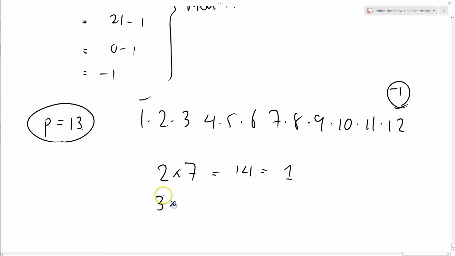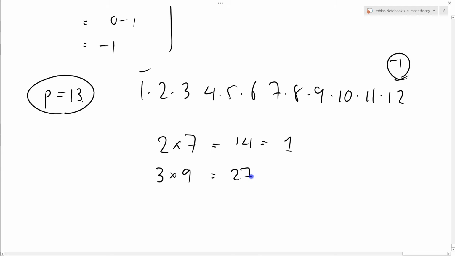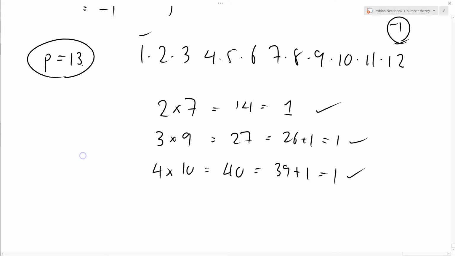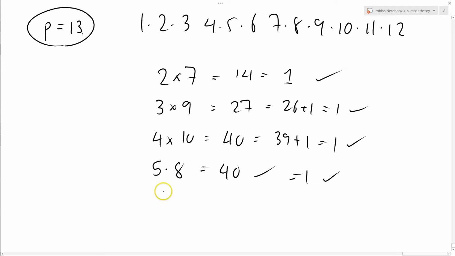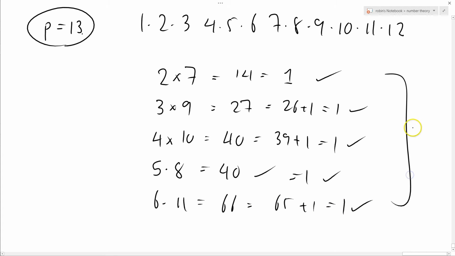What about 3? 3 times 9, because 3 nines are 27, which is 26 plus 1, which is 1, check. 4 times what? It's 4 times 10 equals 40, which equals 39 plus 1 equals 1, check. What's next? 5 times 8, 40 as well, equals 1, check. And what have we got left? 6 times, well, there's only one number left, 11, equals 66, equals 65 plus 1 equals 1. Everything being modulo 13.